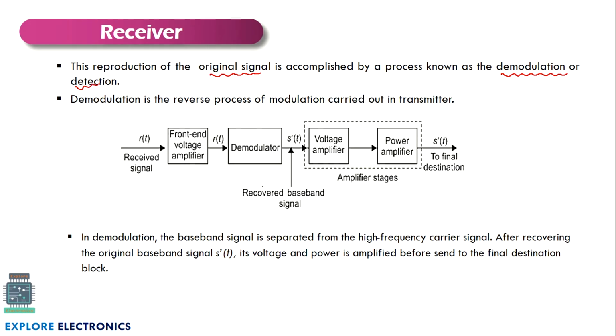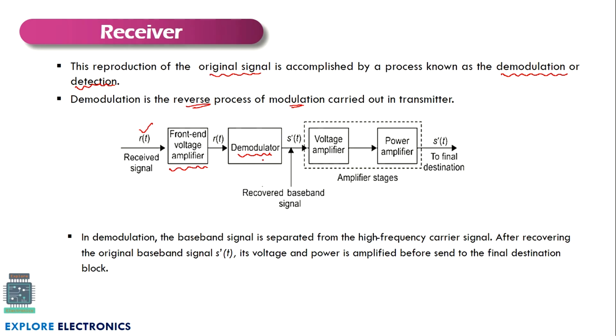It will also be called detection. Demodulation is also called detection. Demodulation is the reverse process of modulation. So here the received signal is represented as R of t. We will be having an initial amplifier stage to amplify this, since it is included with noise and all. So we need to amplify. R of t is the output of this, and then it is given to the demodulator.